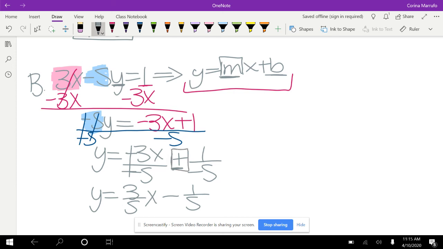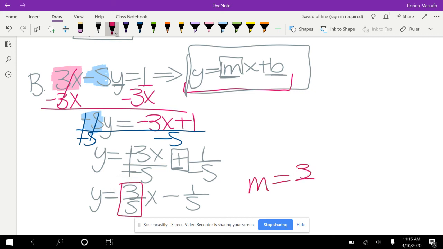So now that we got it to look like this, where the y is by itself, the number being multiplied with the x is your slope. So this 3/5 is our slope. So m equals 3 over 5. And that's it. I'll leave the last one for you to try out.